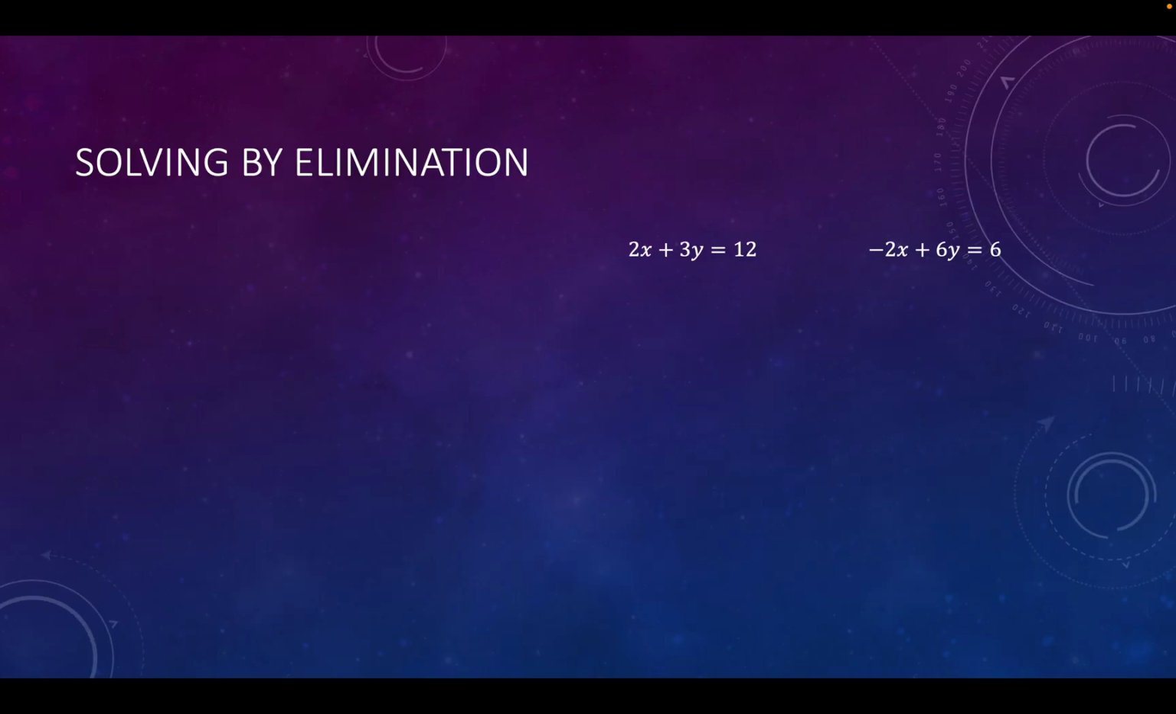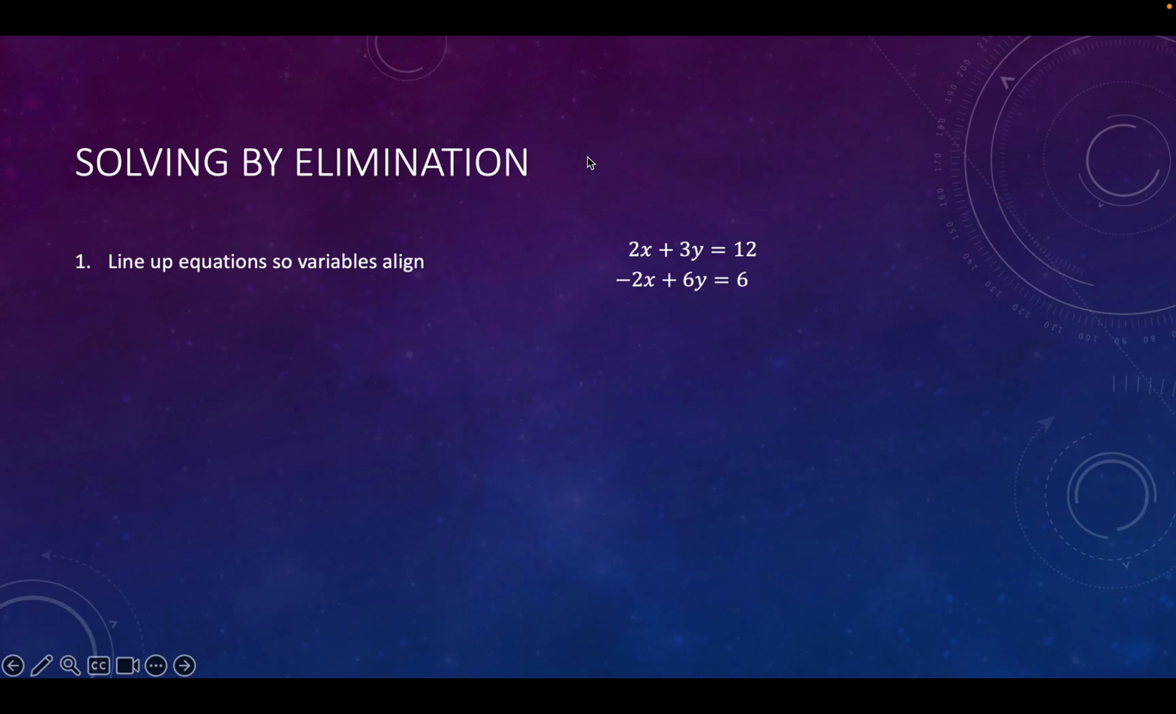Solving by elimination, writing down our steps. The first step is we need to line up equations so the variables align. In this instance, we have 2x plus 3y equals 12 and negative 2x plus 6y equals 6. We want to line those up, and then we can better identify which variable might be able to be eliminated. We line them up because we're going to add them kind of in an old school way.